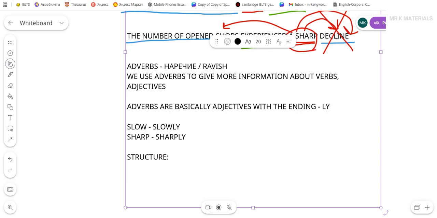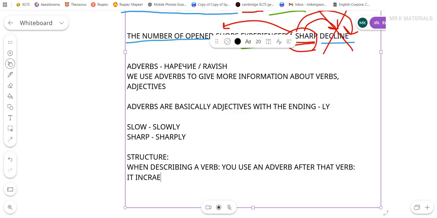When you want to use an adverb to describe a verb, you use the adverb after that verb. Let me give you an example. So I say it increased. My verb is increased, in the past. Sharply. I don't say it sharply increased. I say it increased sharply.